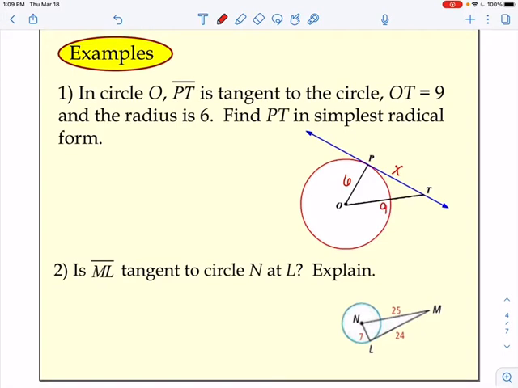Okay, so how am I going to find X here? Again, what's important is that we have a tangent and a radius. And when you have that tangent and the radius, they're perpendicular, which means that that triangle is going to be a right triangle.